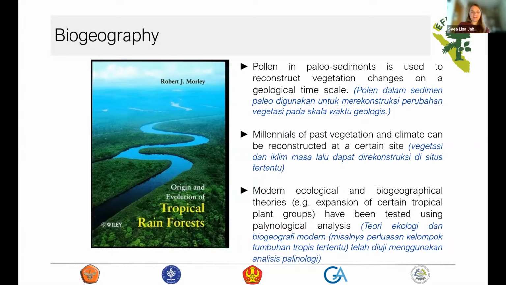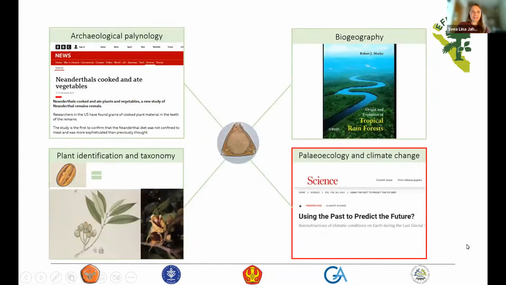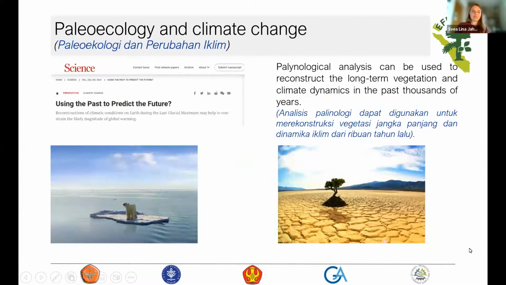Okay, so let's get to paleoecology and climate change. Here, majorly, palynological analysis can be used to reconstruct long-term vegetation, but also climate dynamics in the past thousands of years. And pollen here is used as an indicator.